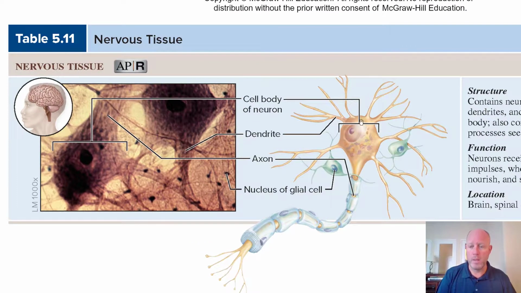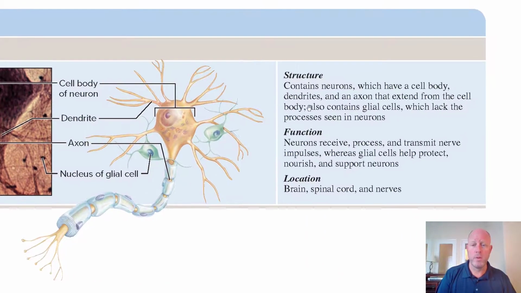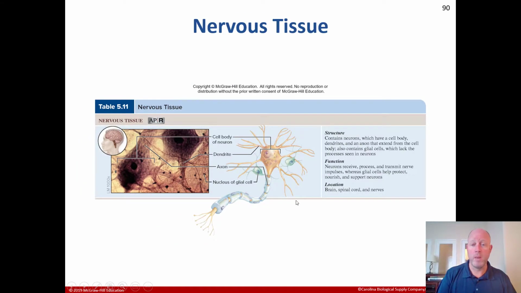So we can see here the cell body of our neuron, our dendrites, which are receiving the information getting sent out along this axon, and the nucleus of a glial cell also here, with attachment, or connection, I should say, to the neurons here, more than one glial cell. We'll come back to glial cells in a moment. So those neurons, the cell body, the dendrites, and the axon, they also contain some glial cells. Of course, the neurons receive, process, and transmit nerve impulses, but the glial cells help protect, nourish, and support the neurons. Okay? And of course, you're going to find these neurons in the brain, spinal cord, and nerves, specifically anything that needs to be activated by the central nervous system out to the peripheral nervous system.